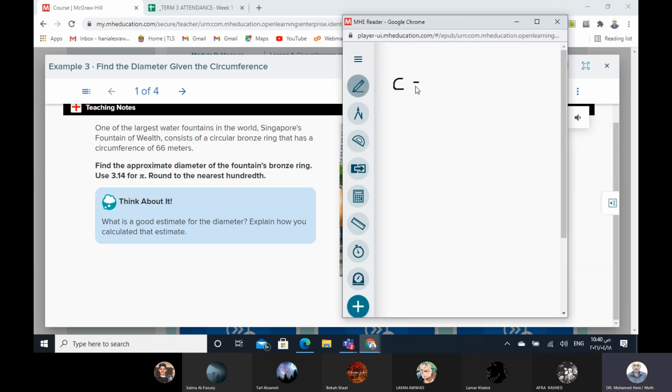C equals 66 meters. Find the approximate diameter. We want to find D of the fountain's bronze ring. Use 3.14 for pi. What do I do to find D? The first step is to start from the formula. C equals pi times D.